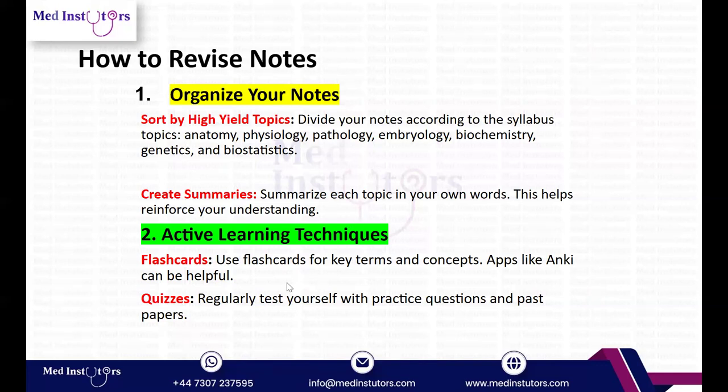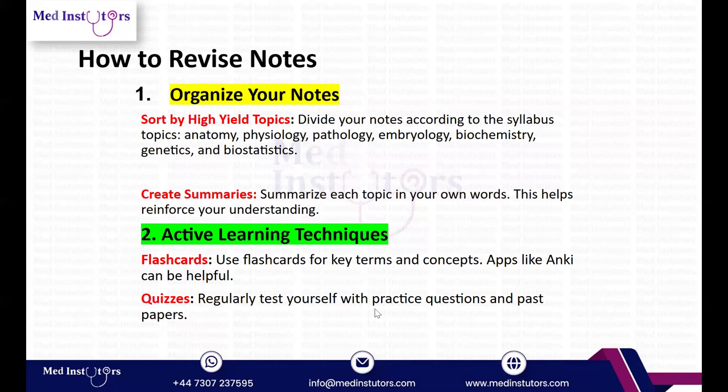You can use some active learning techniques, and you can follow the flashcards. If you have made some for yourself, then definitely you can spend some time on them. For example, if you are at the hospital and you have 15 to 20 minutes, you can go through the flashcards.